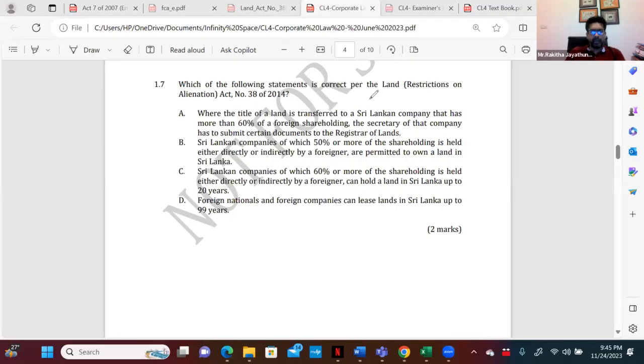Which of the following statements is correct per the Land Restrictions on Alienation Act? So you definitely get at least a question for 2 marks, but my experience is that in the past, they have given questions in section 2 also. This is a rare occurrence; you have been given only a question for 2 marks. Anyway, the Land Restrictions on Alienation Act, again, is not an act that you can take with you to the examination hall. Therefore, you have to memorize these things. There's not much, a little, but important. Therefore, memorize. Which of the following statements is correct per the Land Restrictions on Alienations Act 38 of 2014?